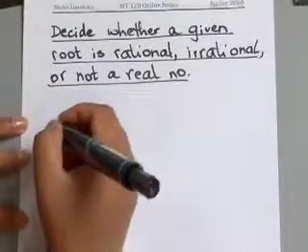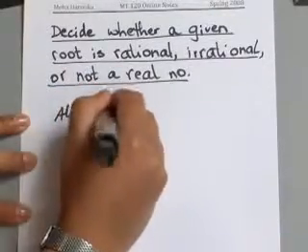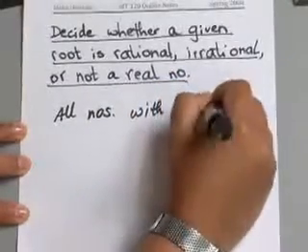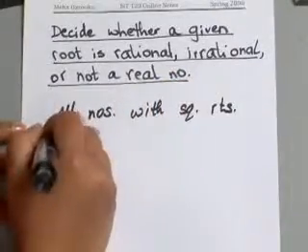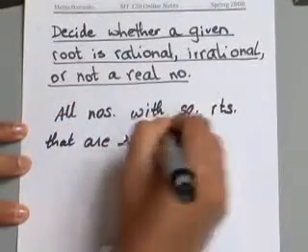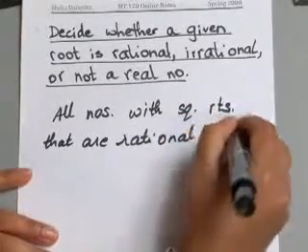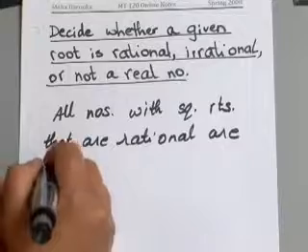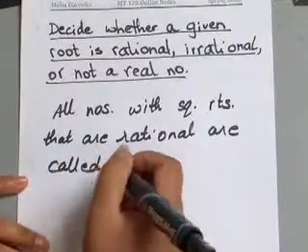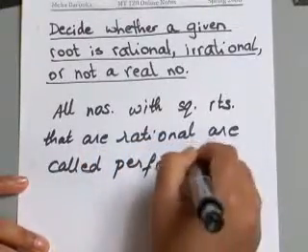Okay, now the one thing you want to keep in mind is that all numbers that have square roots that will have rational values. By rational values, what do we mean? Rational numbers are basically numbers that you can write in the form of a over b. So all numbers with square roots that are rationals is what we like to call perfect squares.